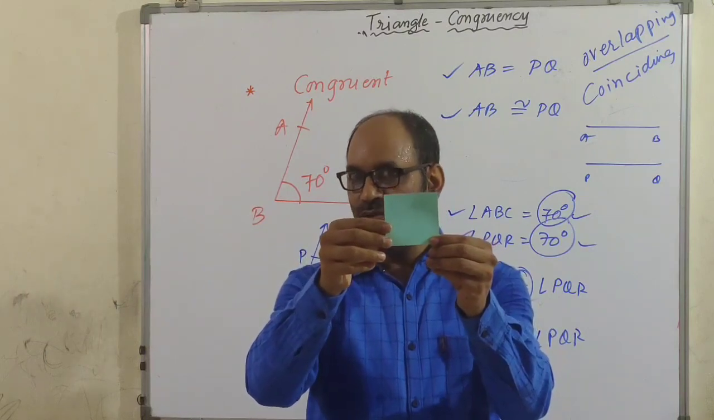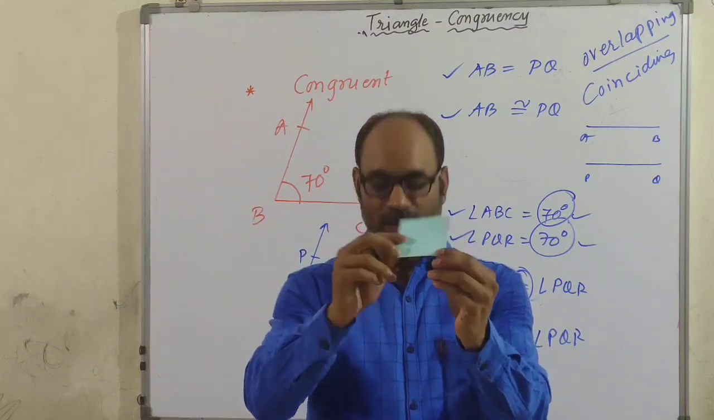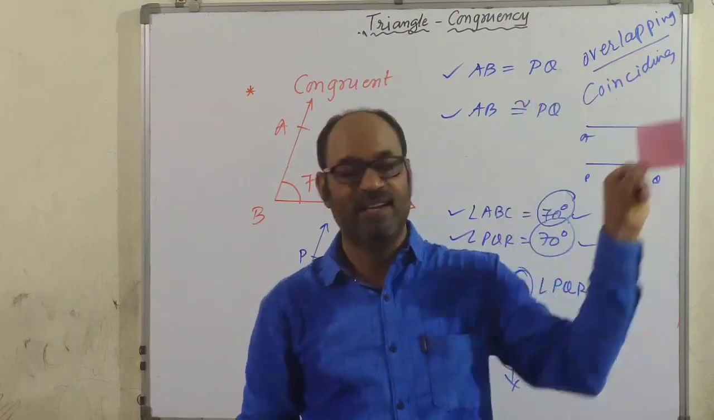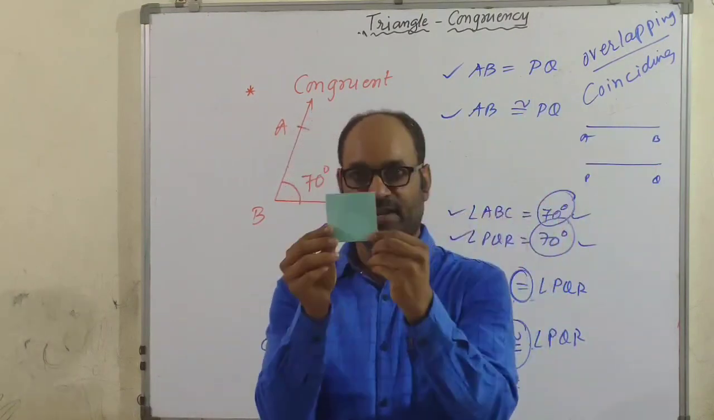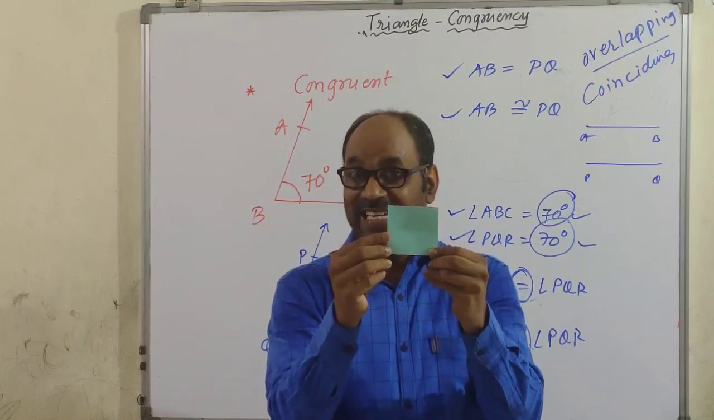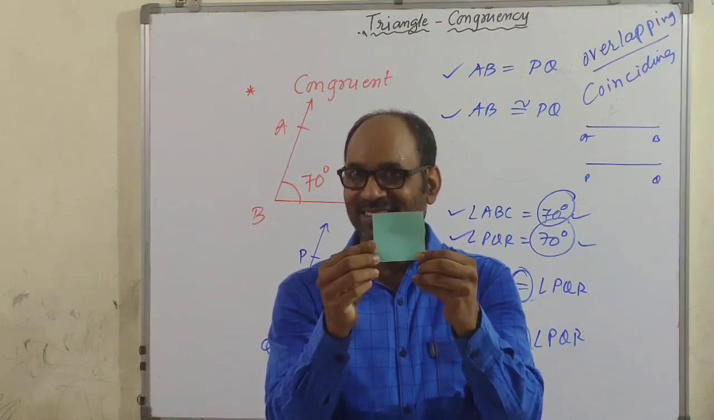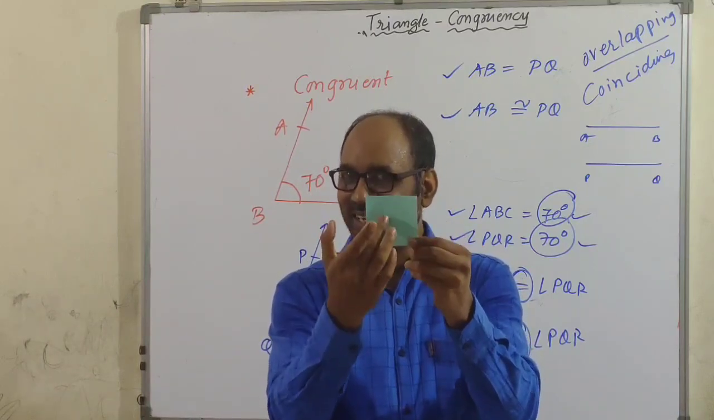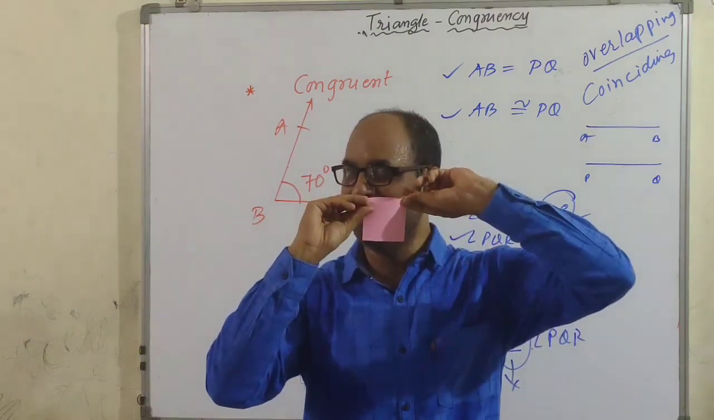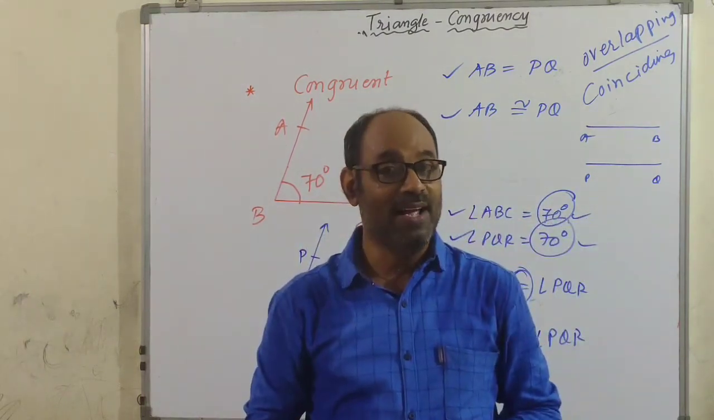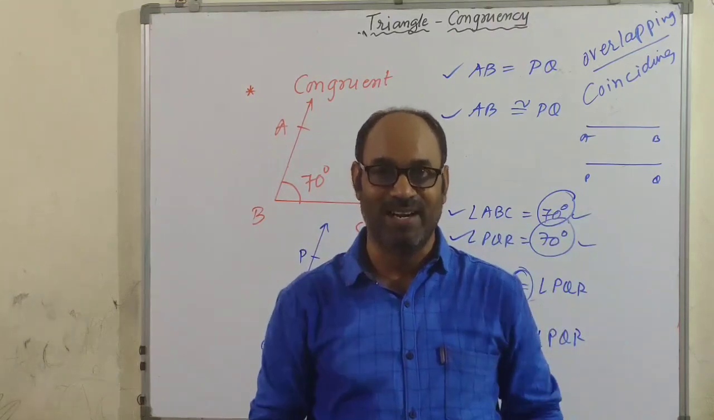We have two squares, green and pink. But because they are exactly coinciding, you can see the green one only. And now you can see only the pink one. Is that clear? Why? Because they are congruent.